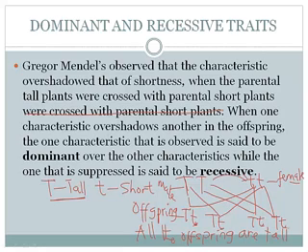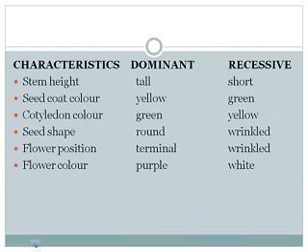Now, what I'm saying here in essence is that all the offspring are tall, which is the dominant gene, because it dominated or overshadowed that of the female. For the one of shortness, it is recessive. Why? Because it was suppressed and it wasn't obvious. Characteristics, dominant and recessive traits.